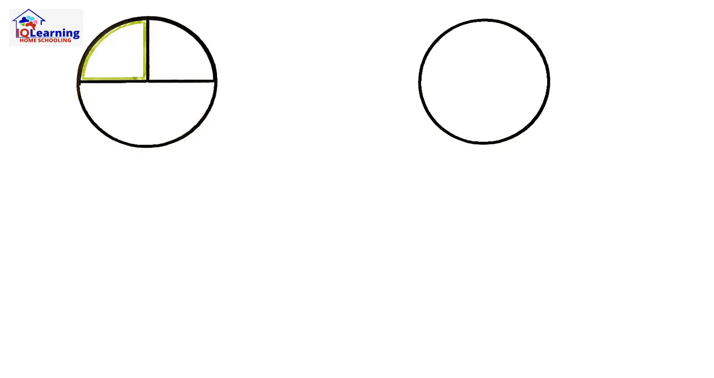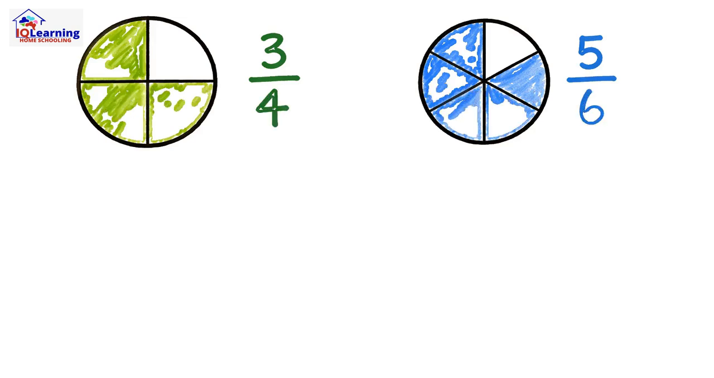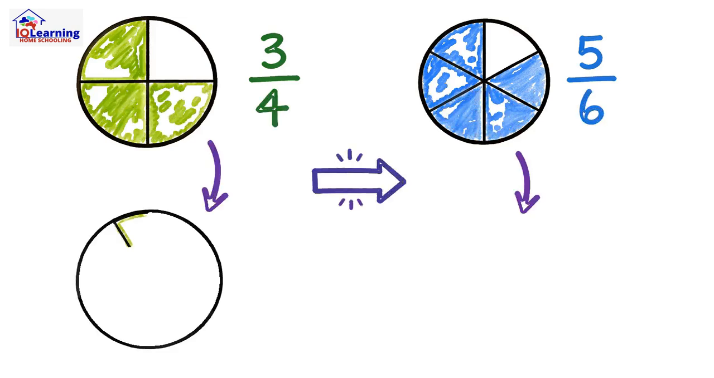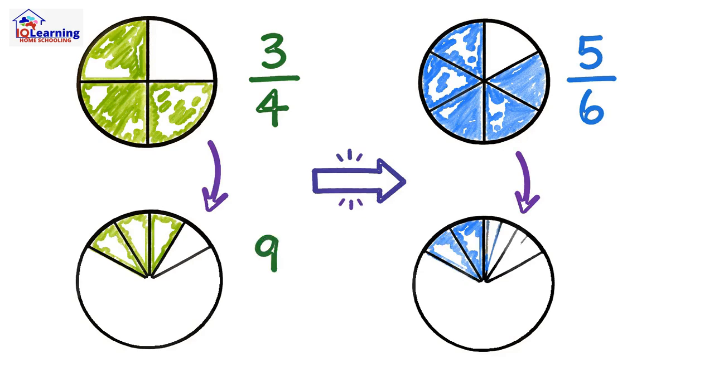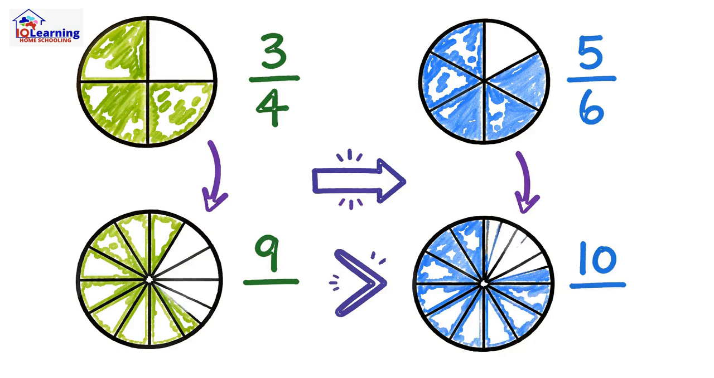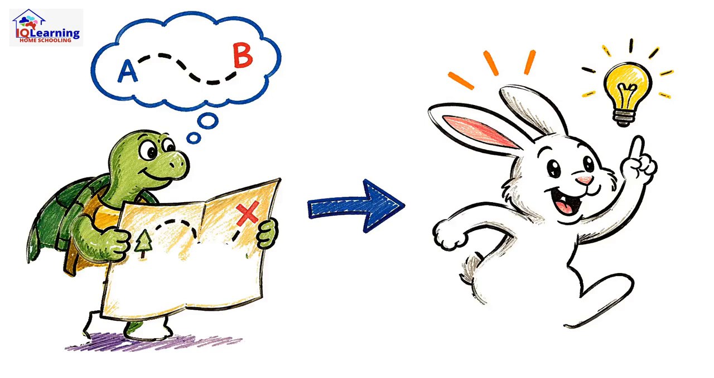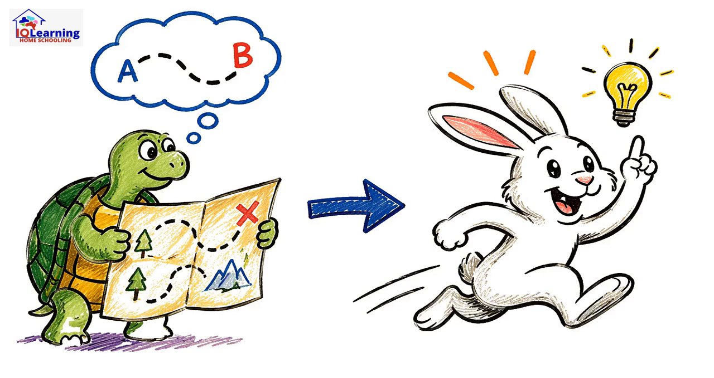Take 3/4 and 5/6. The lowest common denominator for 4 and 6 is 12, so we translate them. 3/4 becomes 9/12 and 5/6 becomes 10/12. Now it's obvious, 10/12 is bigger. This golden strategy always works, but it isn't always the fastest. For quicker wins, use shortcuts.